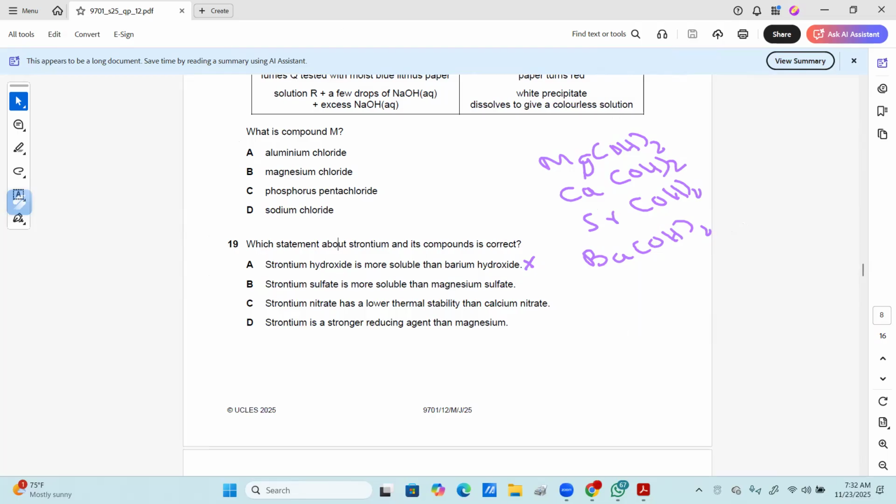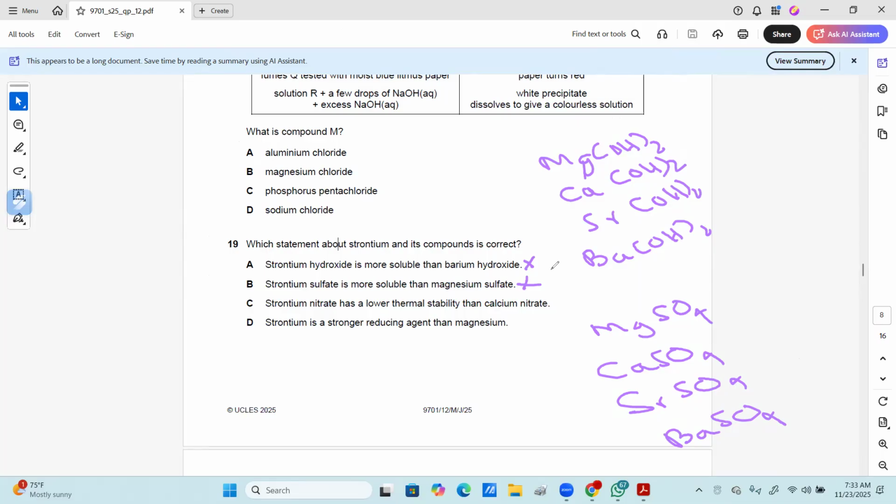Strontium sulfate. So for sulfates, it's opposite. Magnesium sulfate is a colorless solution. Calcium sulfate is sparingly soluble. Strontium sulfate, but barium sulfate is a white precipitate. So strontium sulfate is more soluble than, that is wrong, because when you go down the group, the solubility decreases for sulfates.